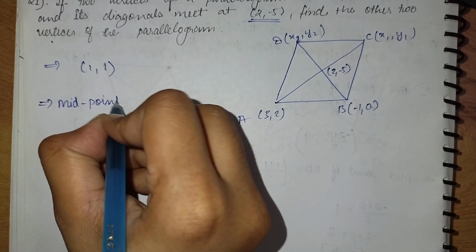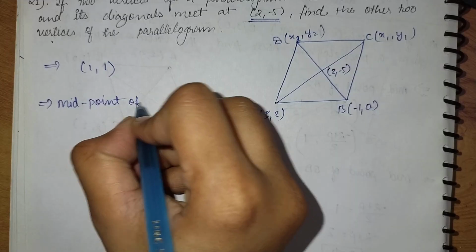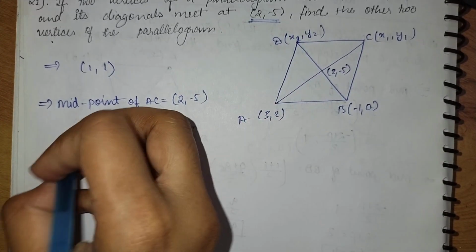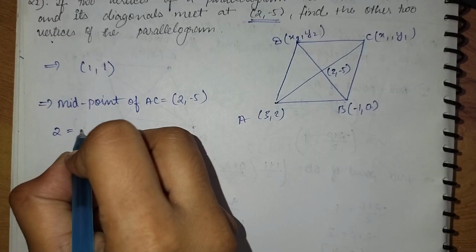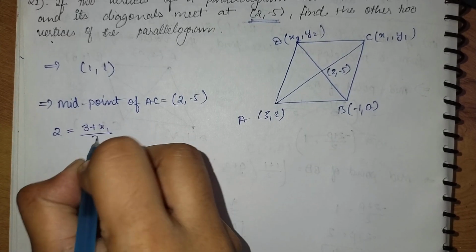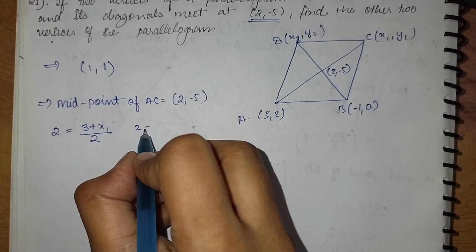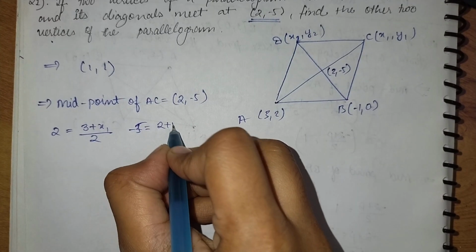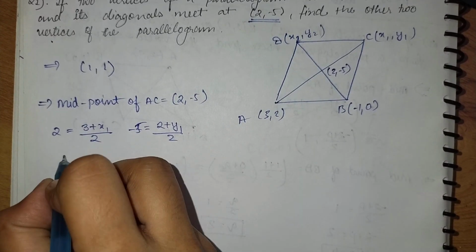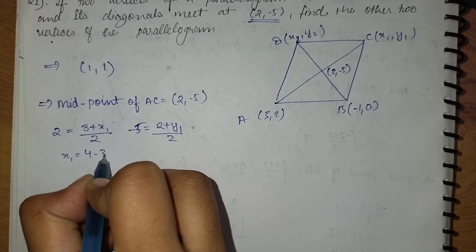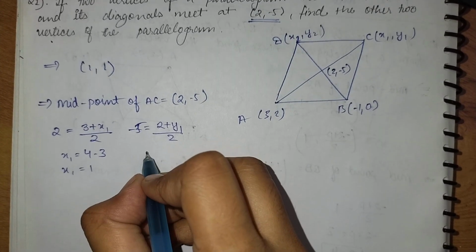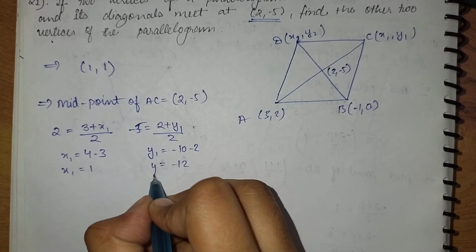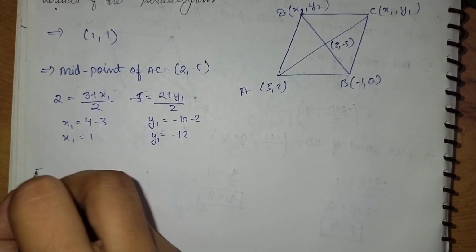So simply, if we apply the midpoint formula, the midpoint of AC is given to us as 2 comma minus 5, hence applying it as 2 equal to (3 plus x1) by 2 and minus 5 equal to (2 plus y1) by 2. So x1 we will get as 4 minus 3 equal to 1, and y1 as minus 10 minus 2, which is minus 12.